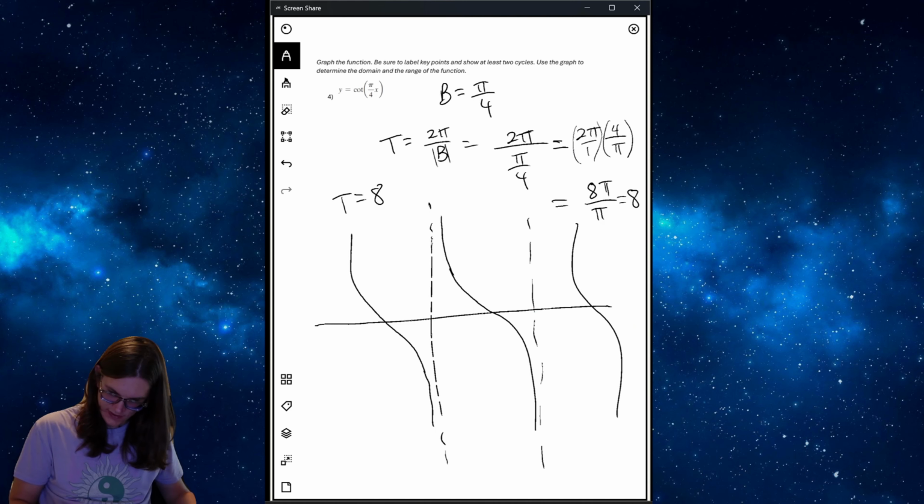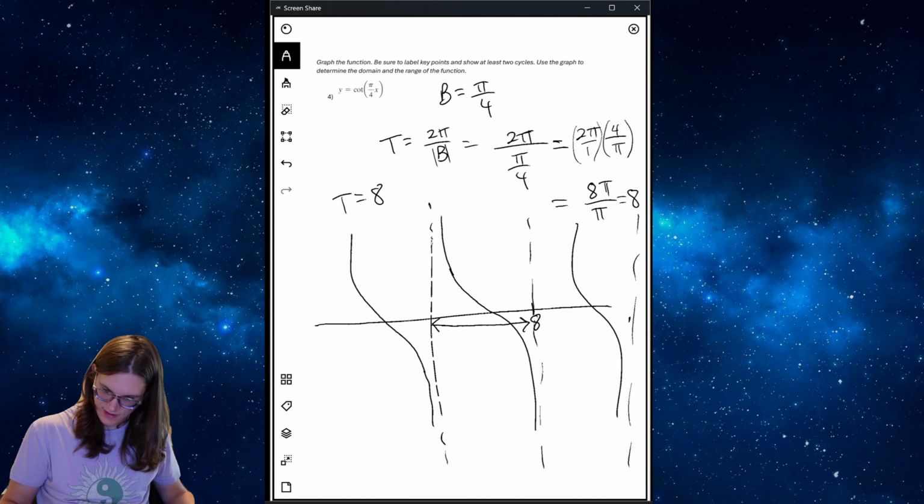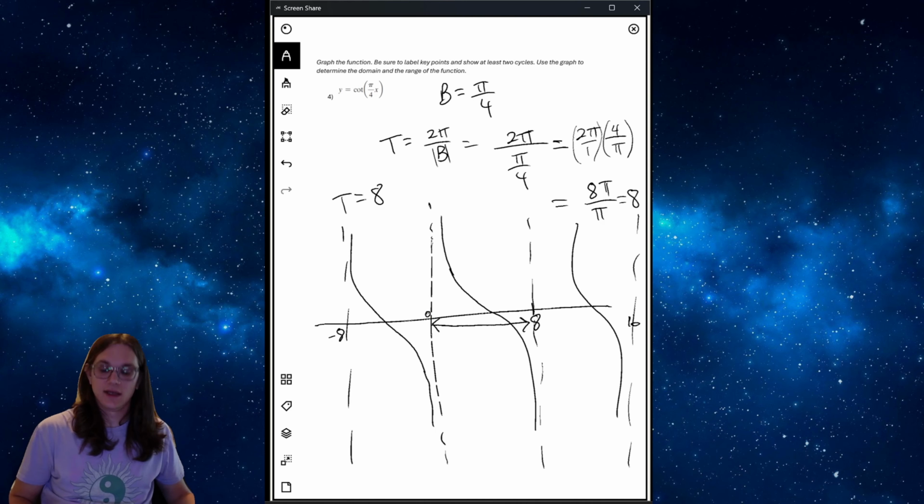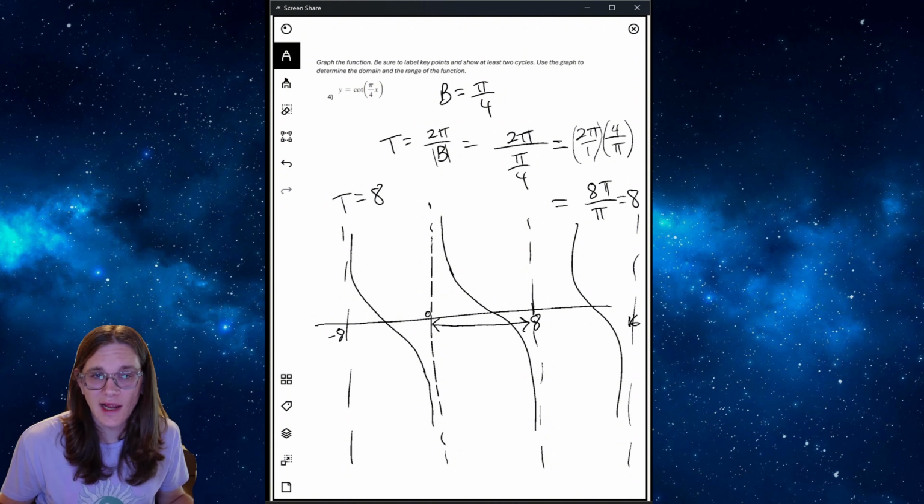So if this is one full period, which would normally be pi, we're just going to say it's 8. From dotted line to dotted line is 8. Then the next one is going to be 16. This one over here, this is 0, will be negative 8. That's probably the quickest sketch you can do of cotangent of pi over 4x.